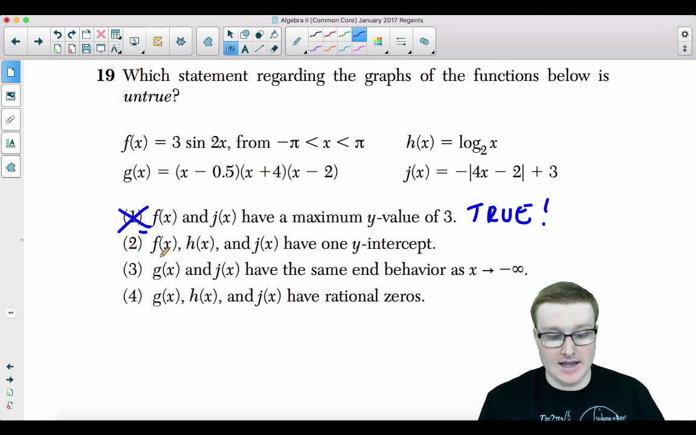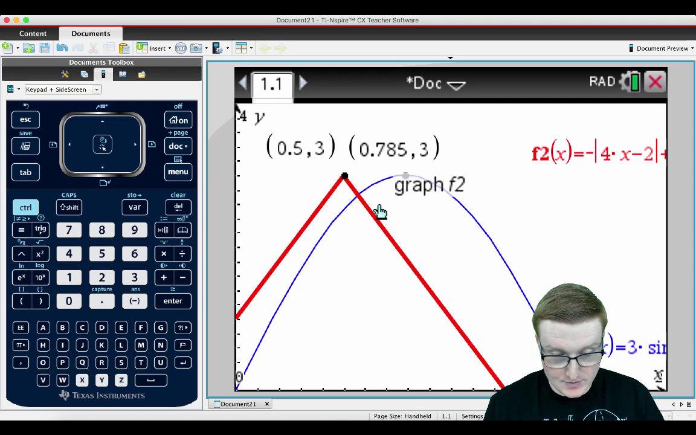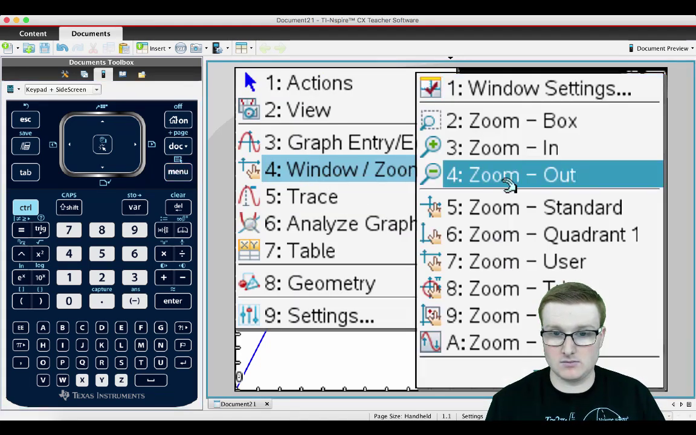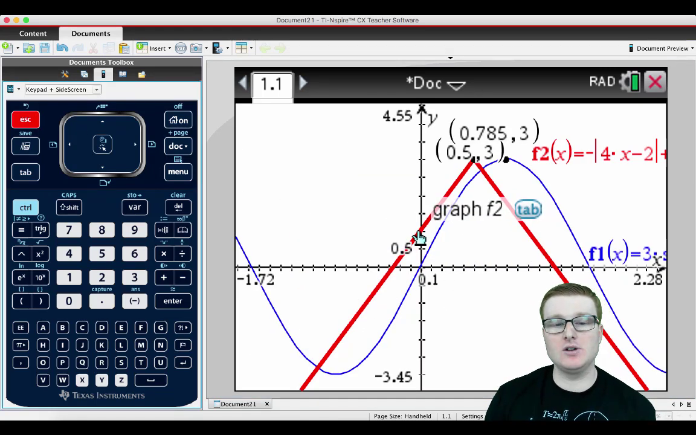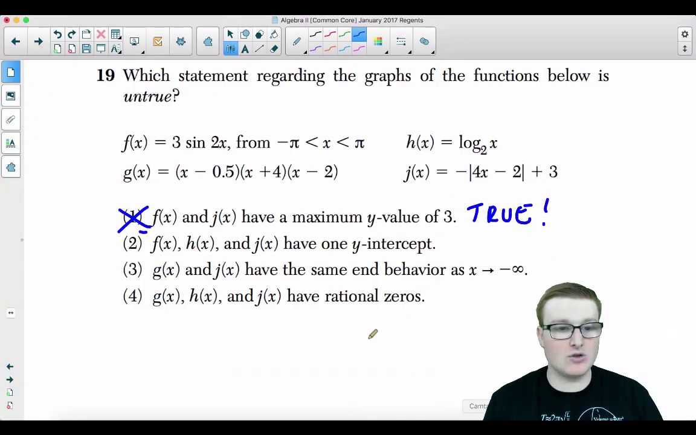Now, f of x, h of x, and j of x have one y-intercept. So I'm going to zoom out here. I just graphed f of x and j of x. So I'm just going to zoom out. Okay? So they both do have one y-intercept here and here. So far that's good. Let's go ahead and graph h of x.